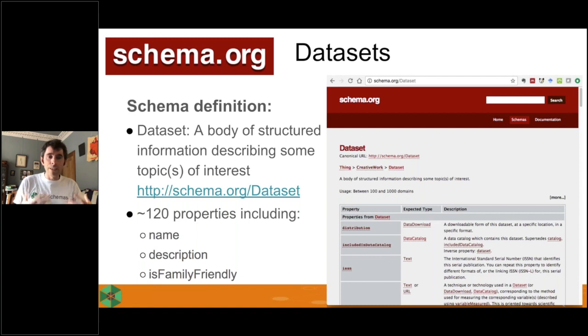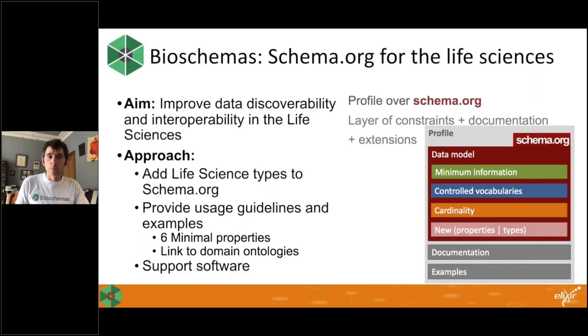So what we need then is a usage profile over the schema.org types so that we can describe the usage of this within our community. This is where Bioschemas comes to the fore. Bioschemas aims to do two things principally. One, it aims to extend schema.org with the types that we need to describe things in the life sciences. These are things like genes, proteins, diseases, molecular entity, and so on.